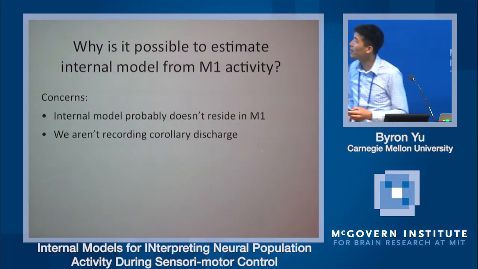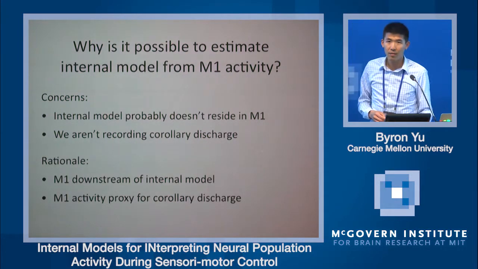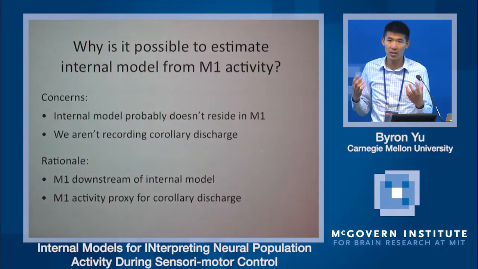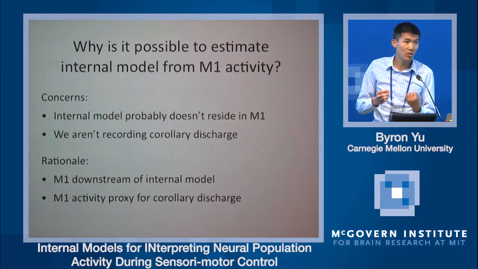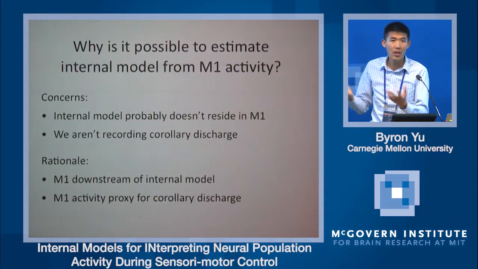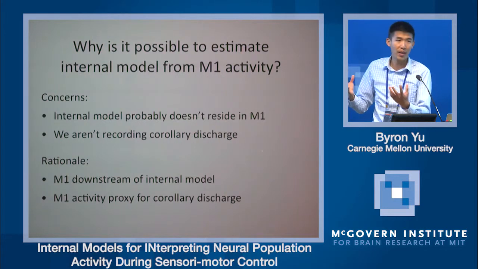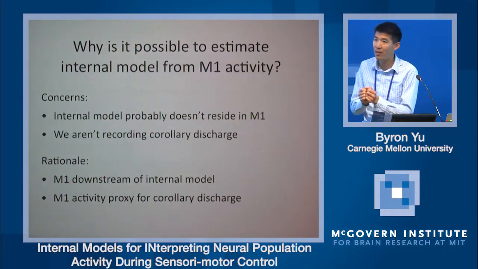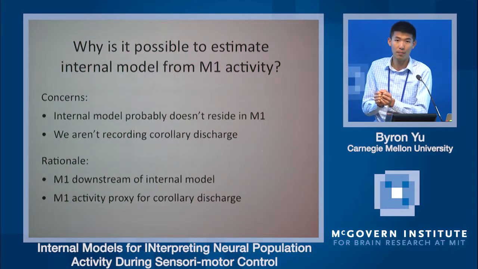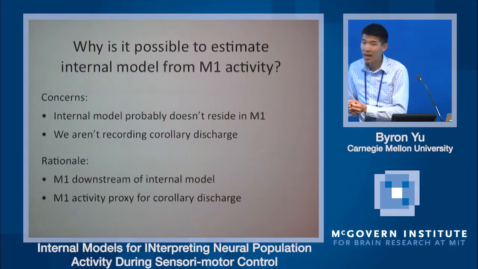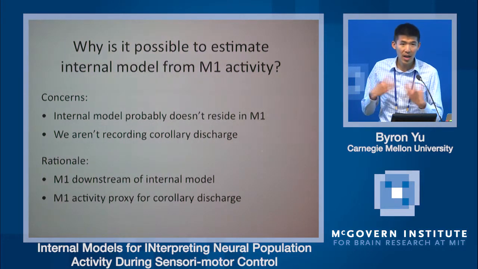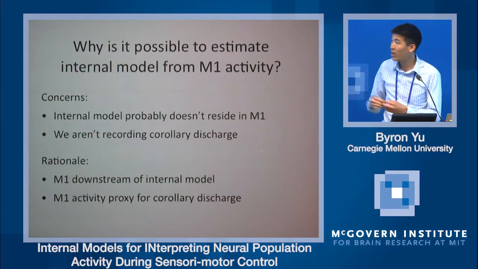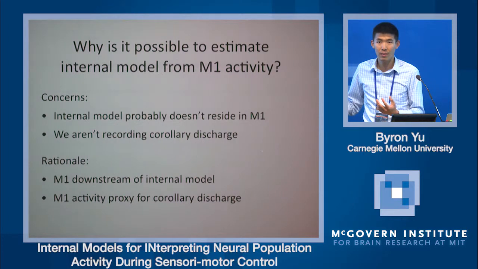Okay, so the rationale for this is the following. If an internal model is being used somewhere in the motor control system, and the neurons that we're recording from in the motor cortex are downstream from that internal model, then presumably the activity that we're recording reflects whatever computations are being performed by the internal model. So by looking at the neural activity, we should be able to deduce something about the internal model. And secondly, we take the M1 activity that we record as a proxy for corollary discharge. If the M1 activity is reflecting the subject's intentions of where to move the cursor, then presumably the corollary discharge is primarily carrying that information as well.